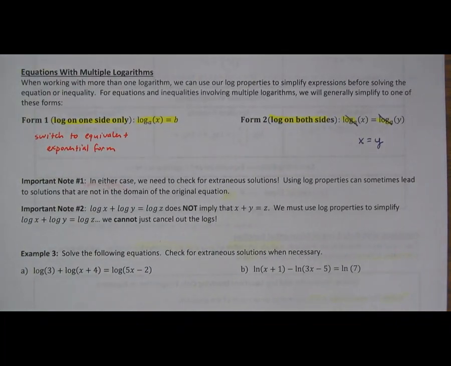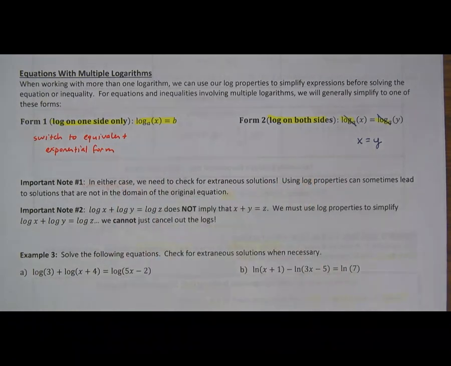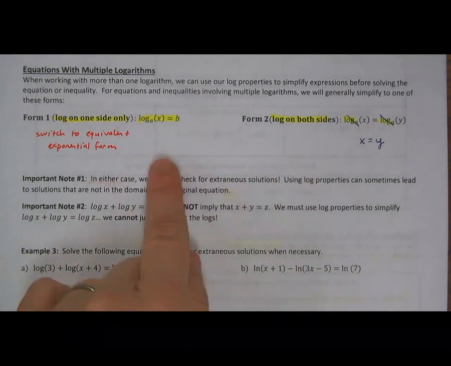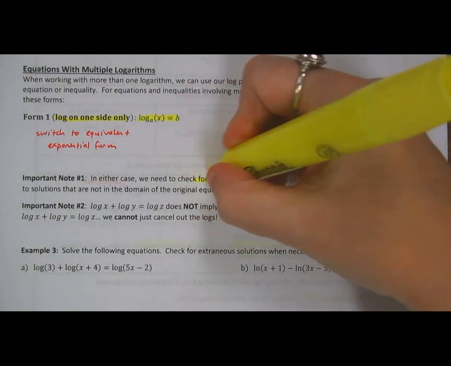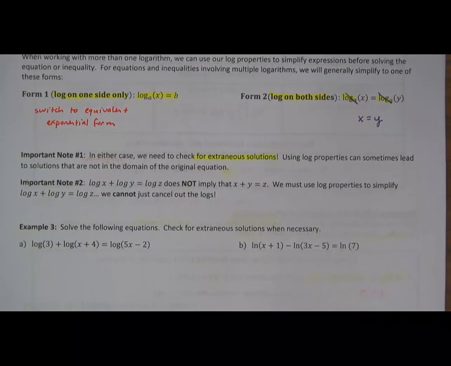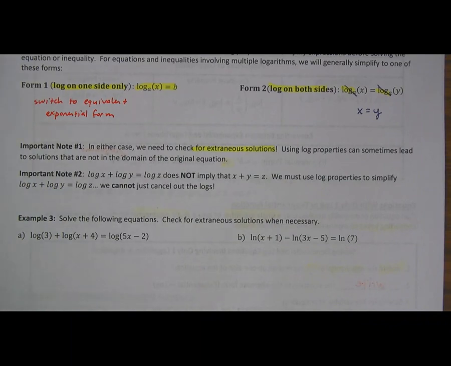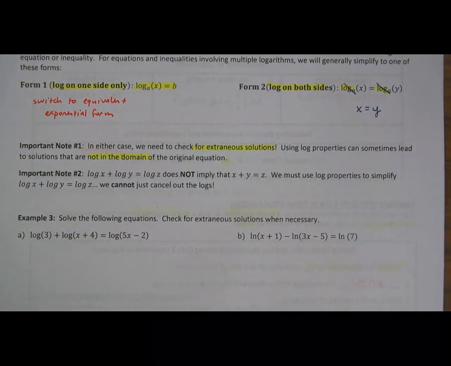Here's the catch. Look at that important note 1. In either case, and we didn't do this before because I'm kind of baby stepping you into it, no matter what kind of logarithmic equation you're solving, you need to check for extraneous solutions. That's the number one thing people forget. It is kind of a pain, but I'm going to show you a little bit of a shortcut that makes it fast. Using log properties can sometimes lead to solutions that are not in the domain. So the first thing that we'll learn to do is see what the domain is supposed to be, and that will help you check for extraneous solutions in a quick manner.